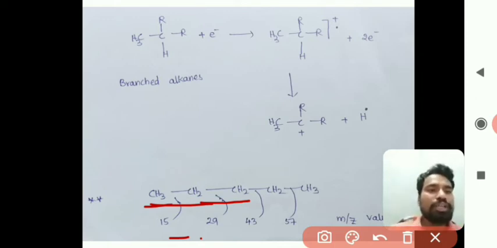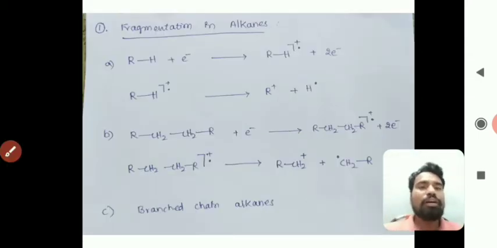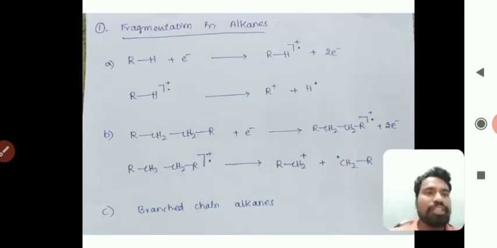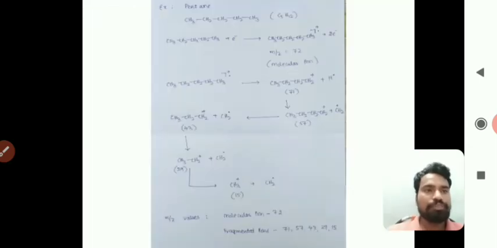Okay, so this is the process of fragmentation in alkanes. In simple alkanes, carbon-hydrogen bond breakage takes place and it forms a hydrogen radical. In the case of long chain alkanes, carbon-carbon bond breakage takes place, and in the case of branched alkanes, the C-H bond. Wherever the branch is, the bond between the branched carbon and hydrogen breaks, and the hydrogen radical is removed. So this is the fragmentation process in alkanes.